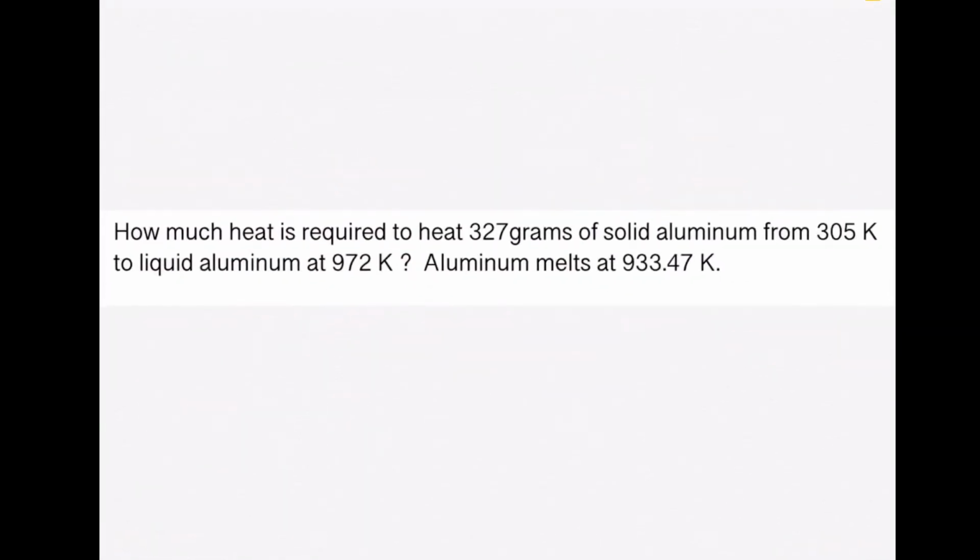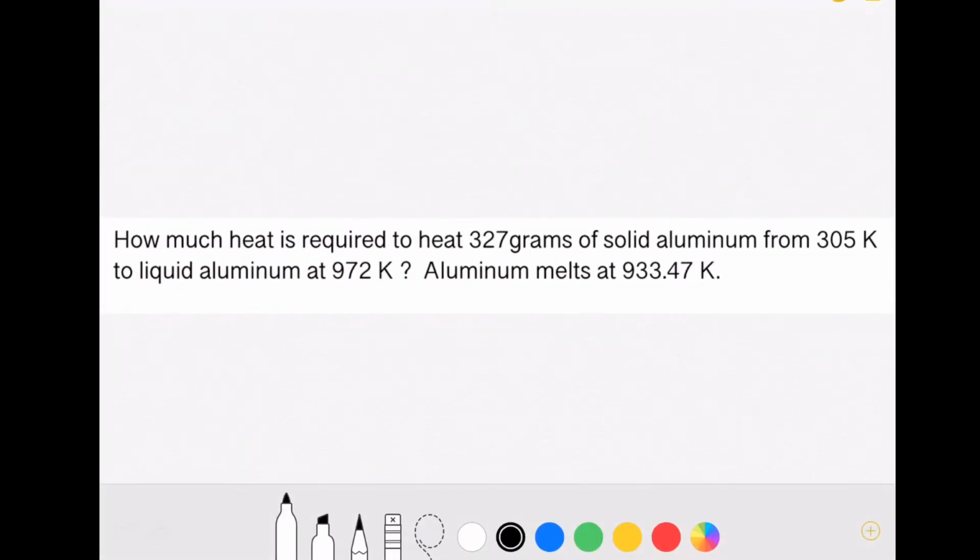So what you're going to do to start solving this problem is read through the problem and pull out the numbers that are given to you because you're going to use them within these equations. So this problem says how much heat is required to heat 327 grams of solid aluminum. Okay, so there's a mass, and there's my substance right there, solid aluminum, from 305 Kelvin to liquid aluminum at 972 Kelvin.